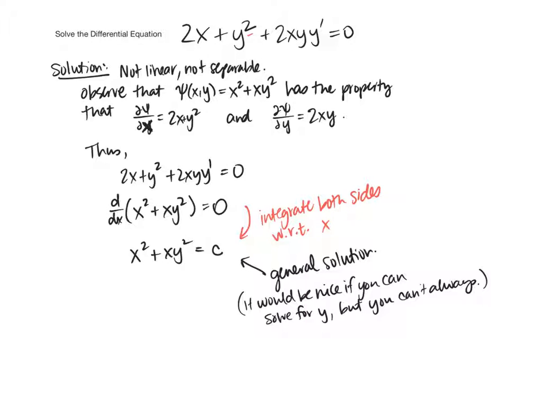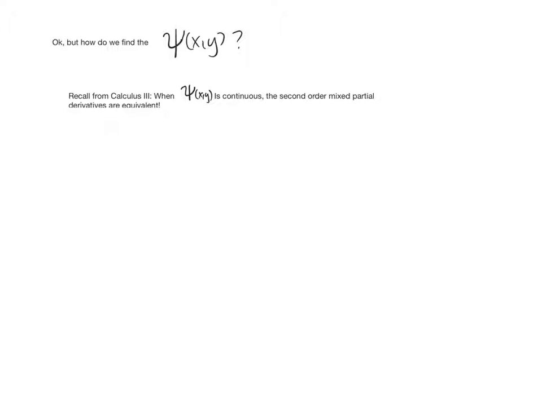So that's the idea. Okay, so you start with this differential equation. You figure out that the left-hand side is the derivative with respect to x of some psi function, which is a function of x and y. Then, if I can write this differential equation as the derivative of some function of x and y, then I can integrate both sides with respect to x, and I'm done. Okay, well that sounds easy enough, but the question is, how do we find the psi of x, y?